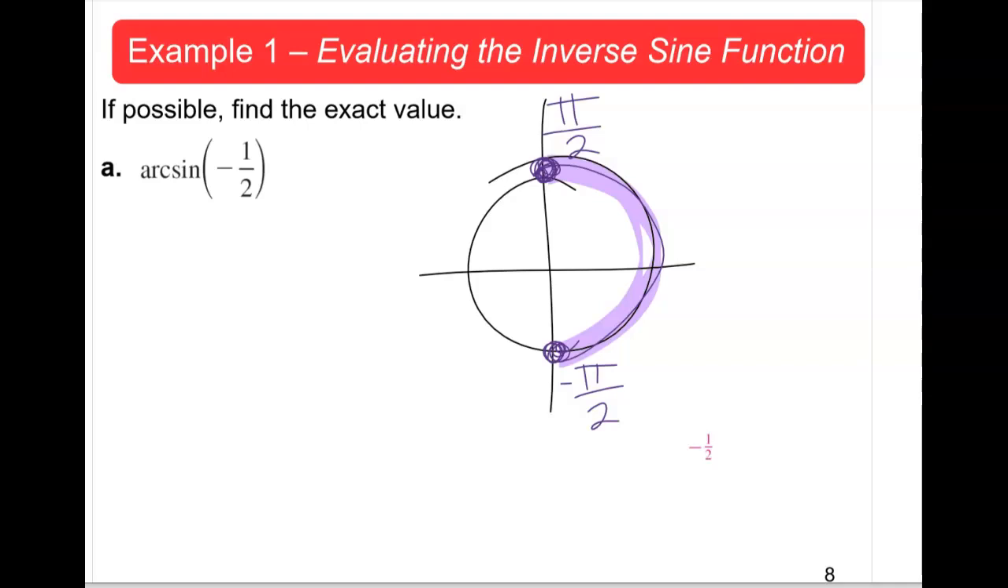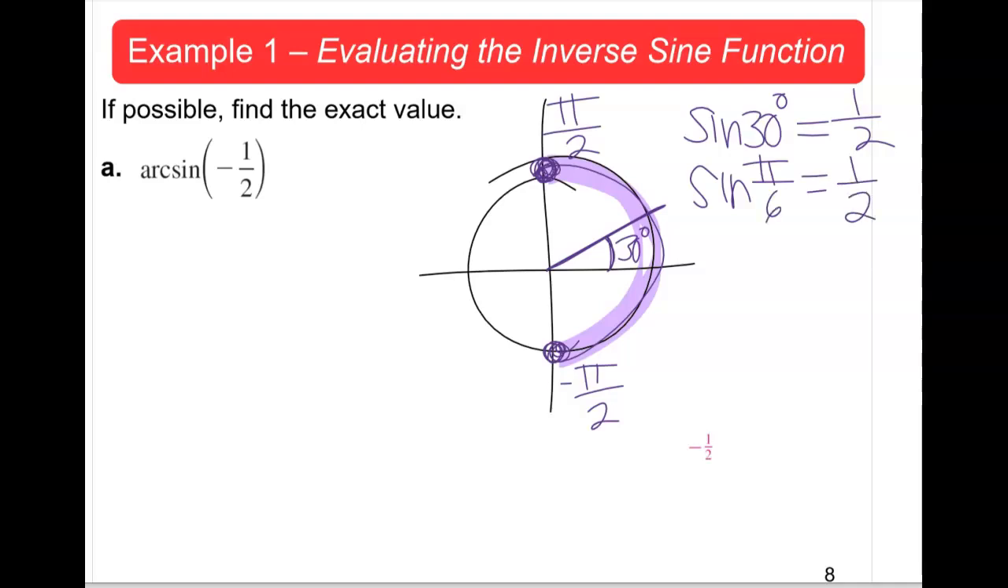Okay, so we know that my favorite sine is 30 degrees, right? The sine of 30 is 1/2, which is so easy. And that one is located right here, if this was 30 degrees. And in the context of radians, I could say sine of pi over 6 is also 1/2.